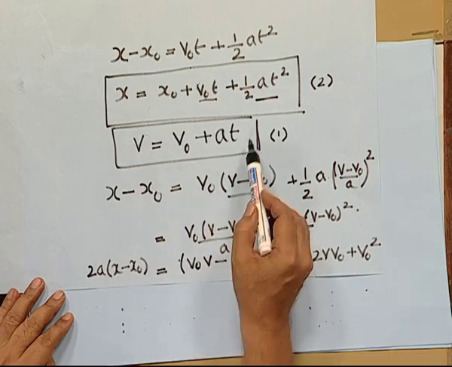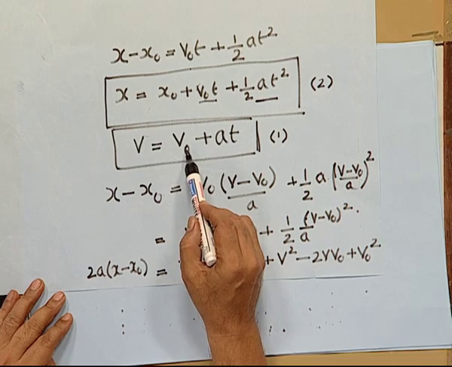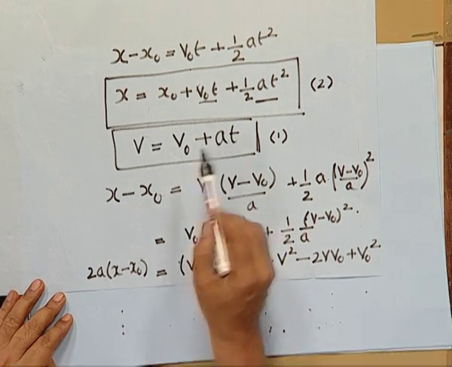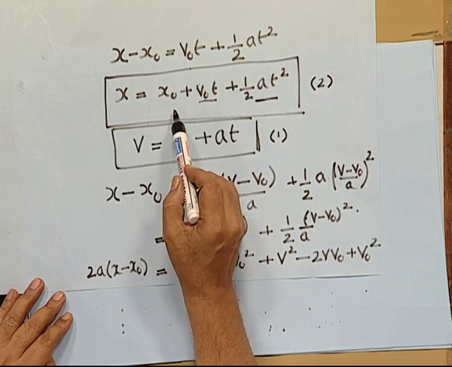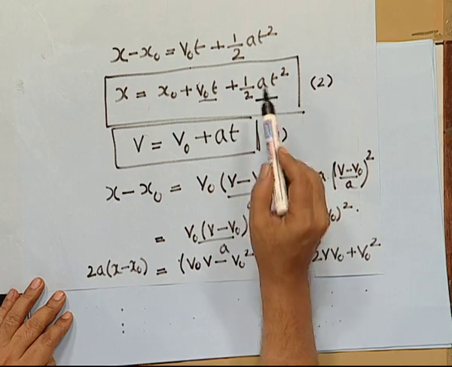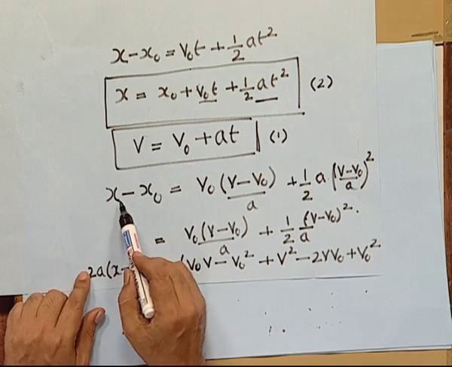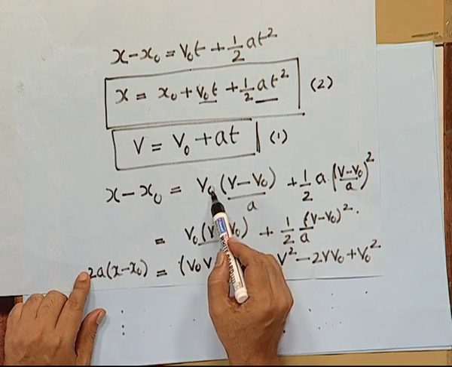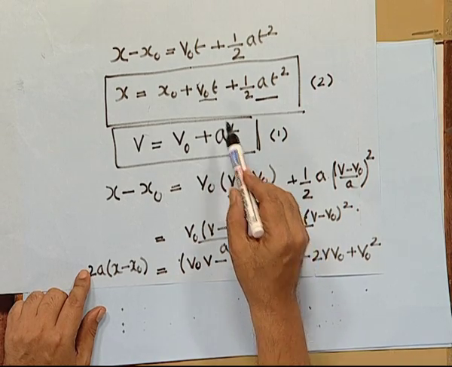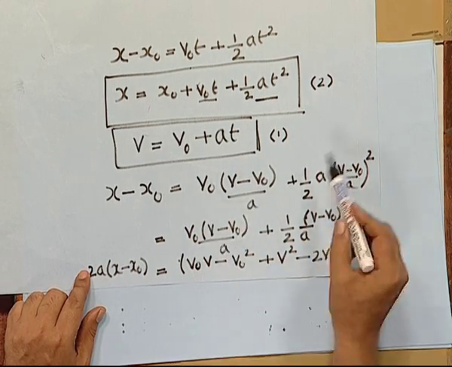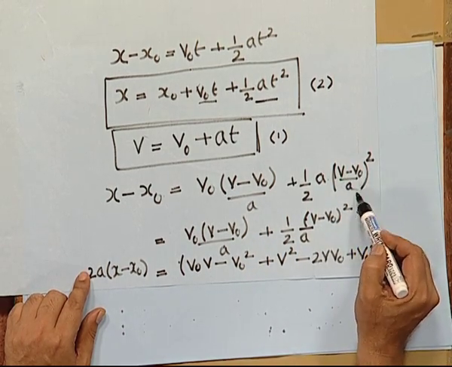Now, equation 1, indicated in the box, relates velocity at any time with the initial velocity plus the acceleration term. The second equation relates position coordinates, time and acceleration. If we want to eliminate t between these equations, then x minus x naught is equal to v naught times (v minus v naught) by a, because I have substituted t with (v minus v naught) by a. Similarly, I have plus half a t squared, which I have written as (v minus v naught by a) whole squared.